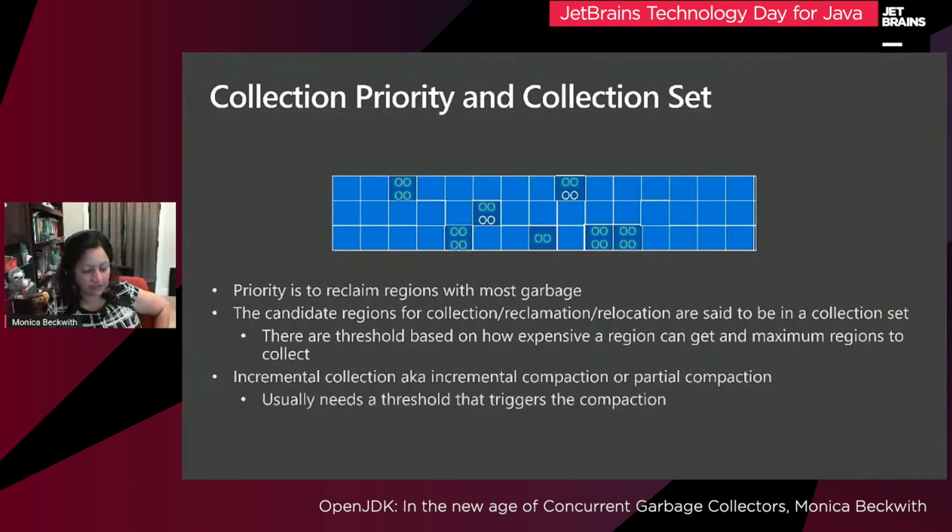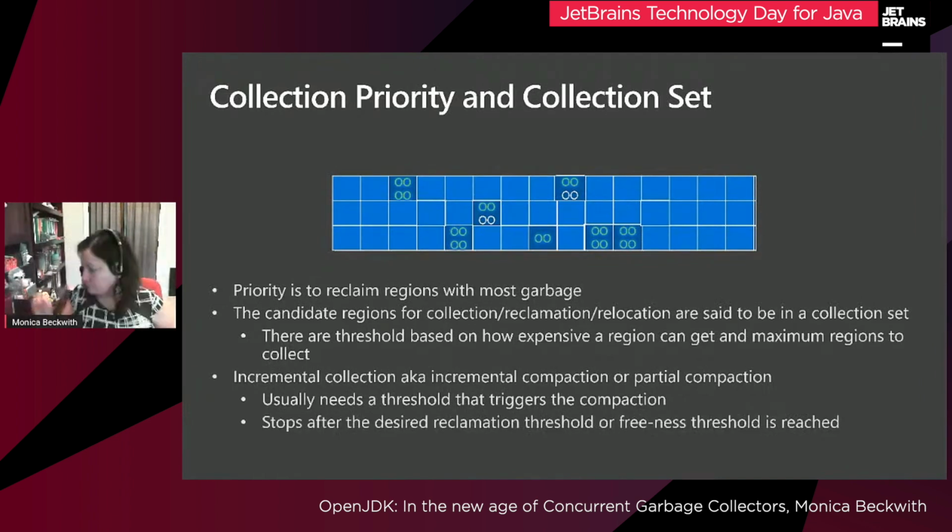And as I talked about thresholds, these incremental collections are definitely threshold driven, because when you stop collecting is a question that you need to answer, and these thresholds are the way you answer that question. Basically, when you reach a reclamation threshold, or the freeness of the old generation in G1's case, that's when you stop.